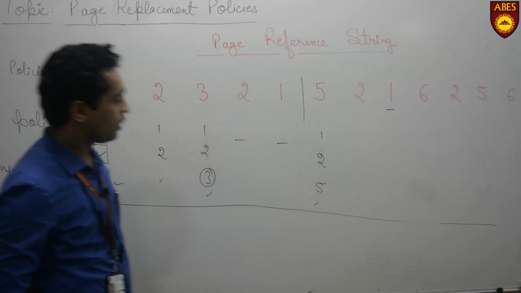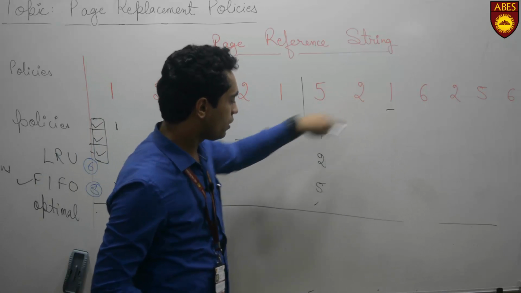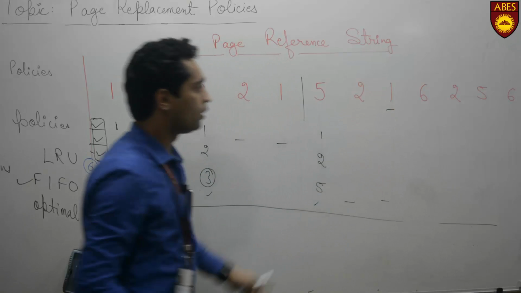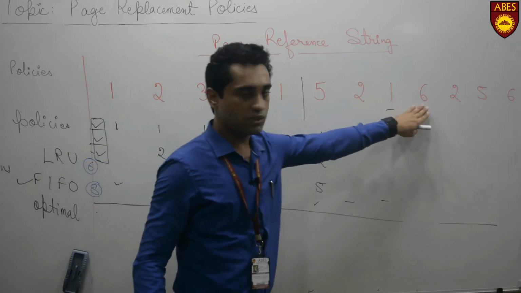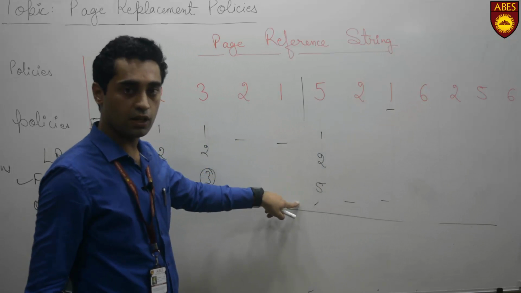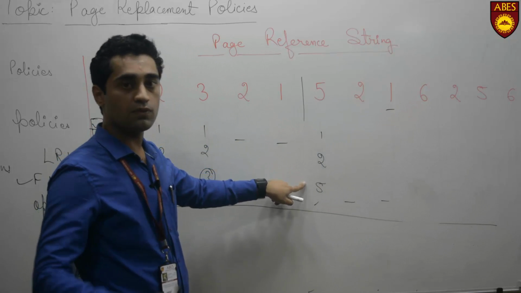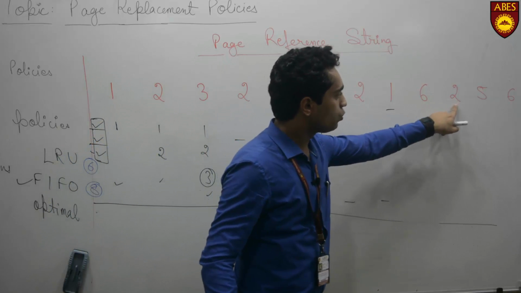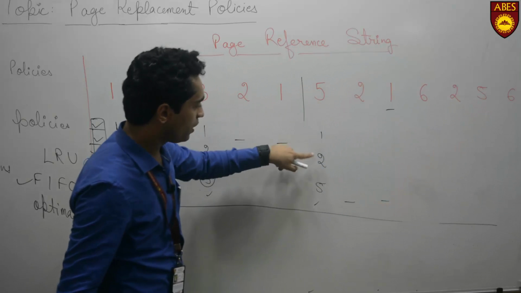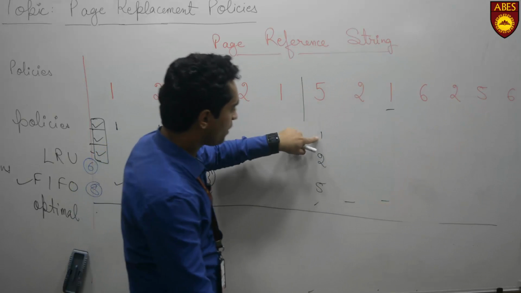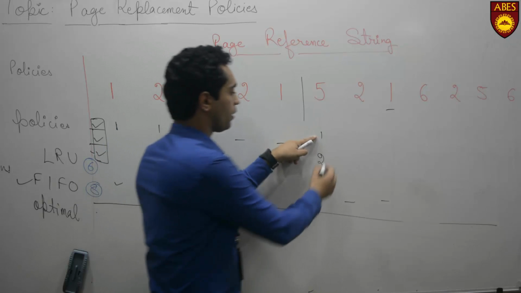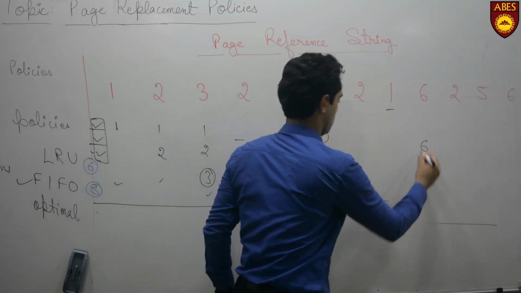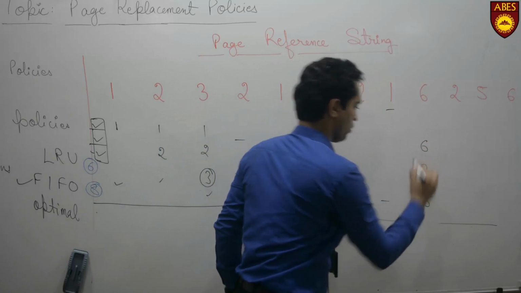Okay, let's see another example. 2 is already in the memory. 1 is already in the memory, so no page fault. Now 6. In the case of 6, again the 6 is not present in the memory, so we will remove the page which we will not use for a long time in the future. The next pages are page number 2 and page number 5. So page number 1 we are not using in the future, so we will remove this page and put the new page, page number 6, here, as 6, 2, 5.